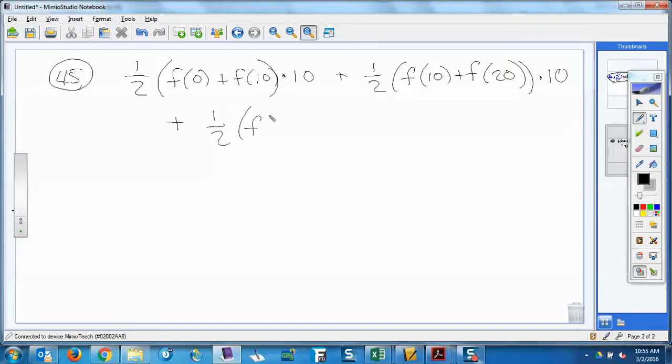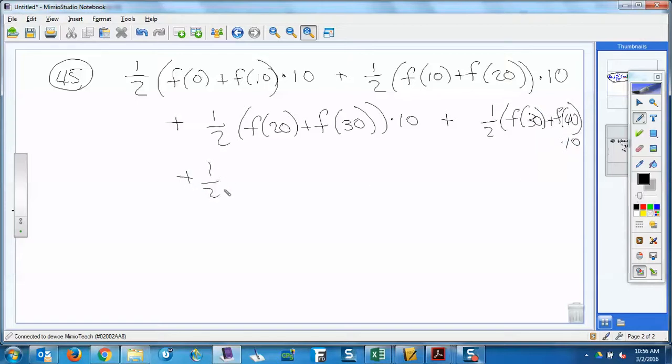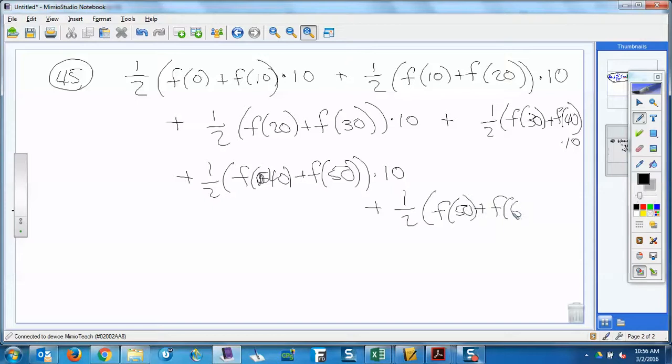So let's go ahead and keep doing it. So that'd be f of 20 plus f of 30 times 10 plus 1/2 f of 30 plus f of 40 times 10 plus 1/2 f of 40 plus f of 50 times 10, and then I think I should have one more, 1/2 f of 50 plus f of 60 times 10. So there's my 6 trapezoids, and now I just plug the numbers in, right?